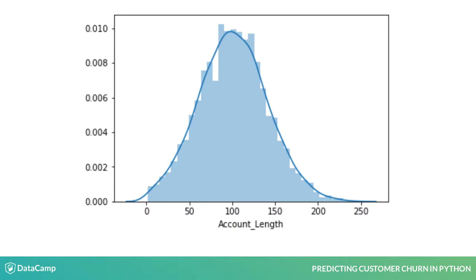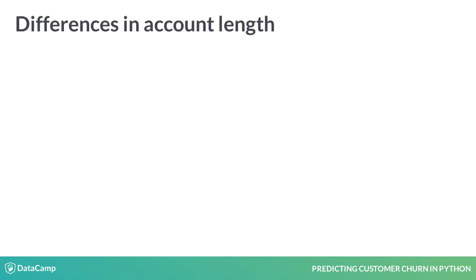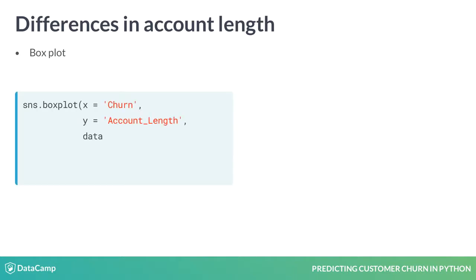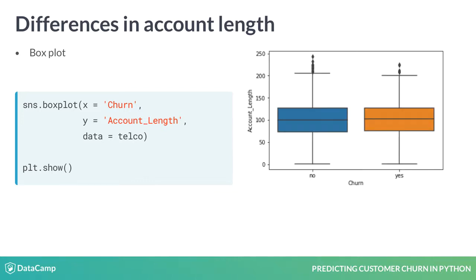Let's now visualize the differences in account length between churners and non-churners. An effective way to do this is using a box plot, which you can create using seaborn's boxplot function by specifying the x, y, and data parameters as shown here. As you can see, there doesn't appear to be any noticeable difference in account length.